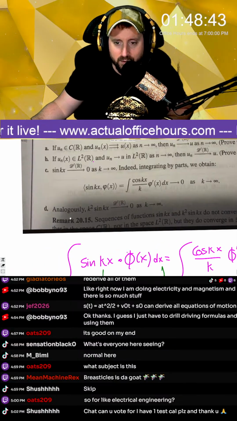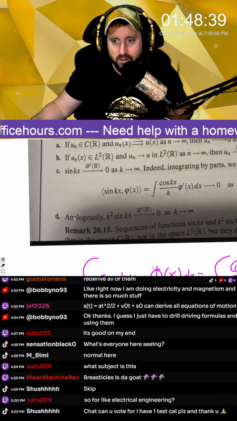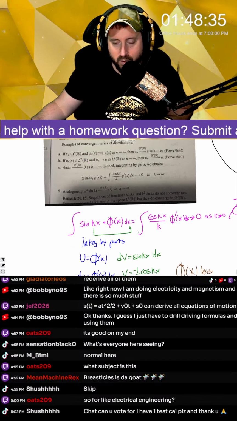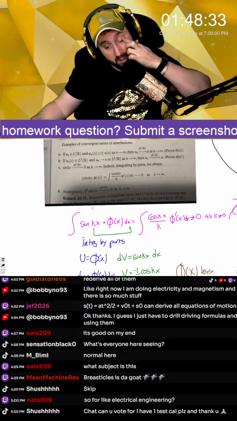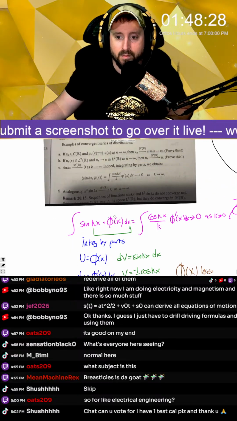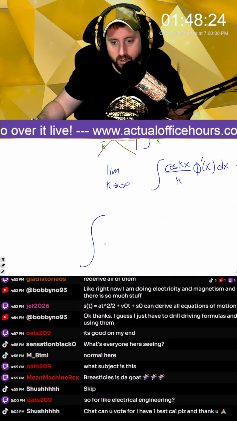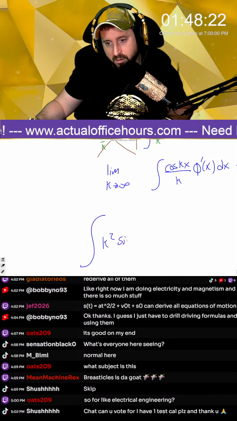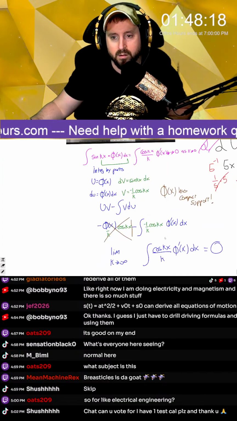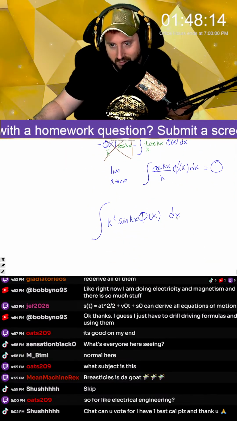Wait. There's no integral on this, no? Yeah, but we would do it in the same way. Oh, so it's integration by parts? Yeah, we would set it up the same way using our inner product. So you would say k squared sine kx phi x, right? And then integrate this dx.